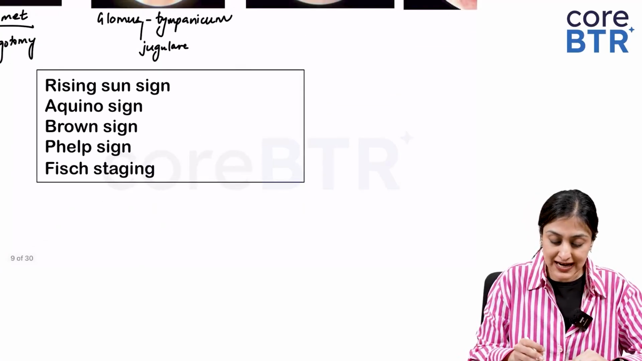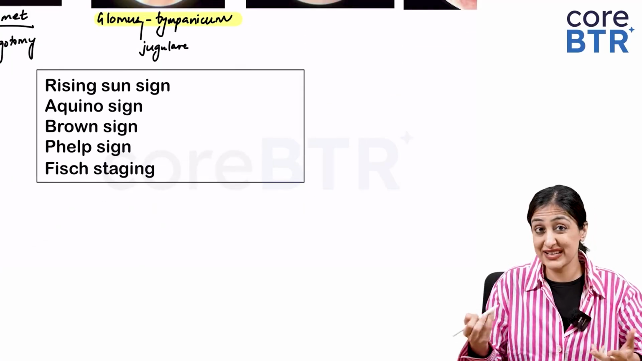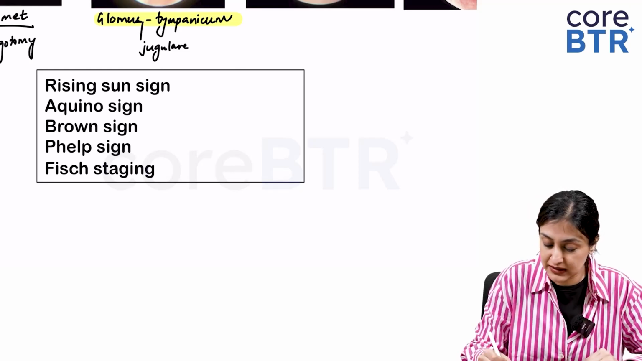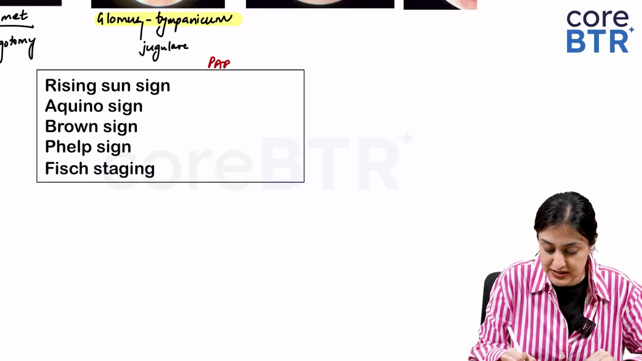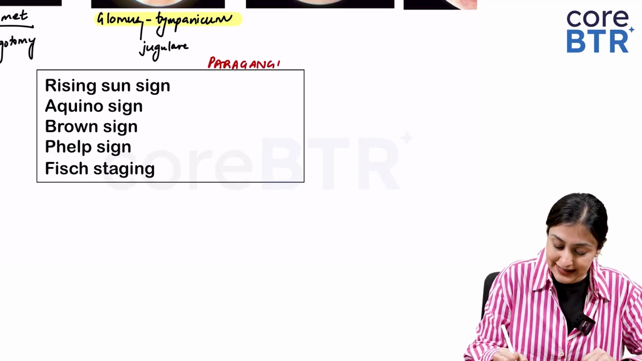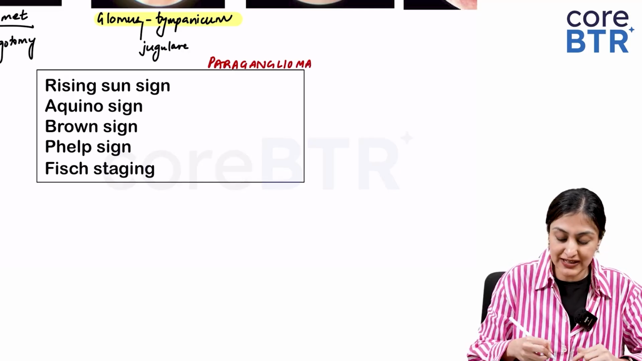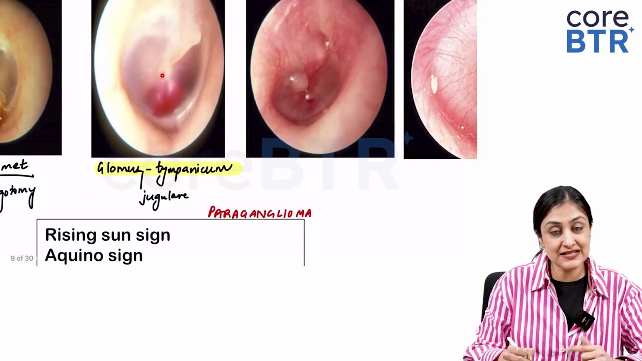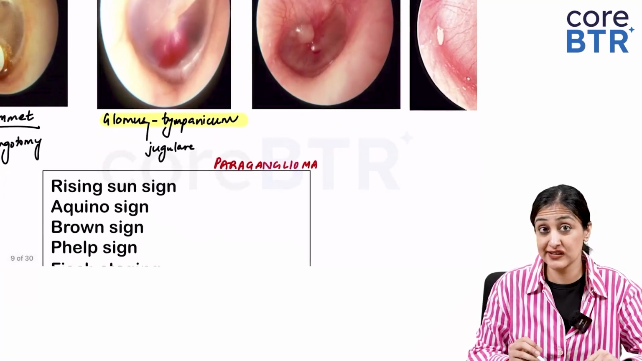So now what are the signs described for this lesion? It's a very vascular tumor. Glomus is nothing but a paraganglioma. I'm going to write it in red because it's vascular. Okay, so that is paraganglioma. Because it's so red, it's looking like a rising sun. So it's just based on the physical appearance.